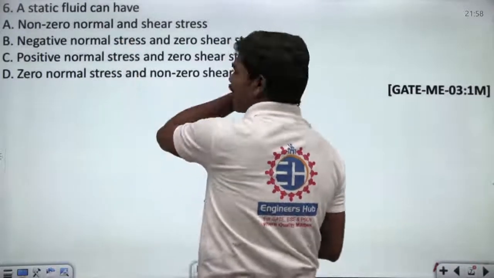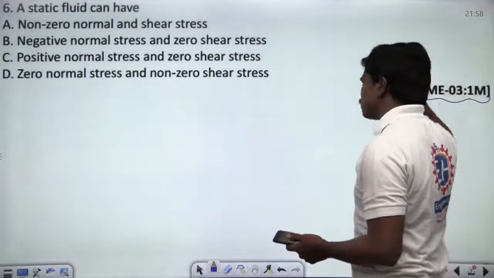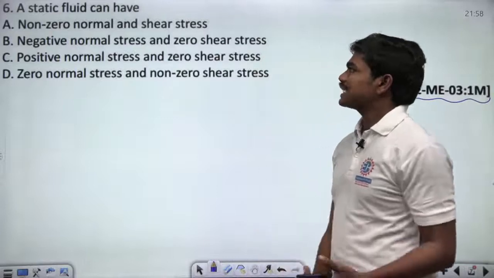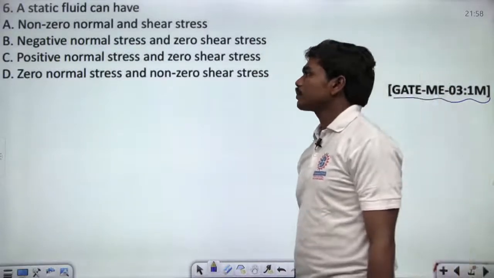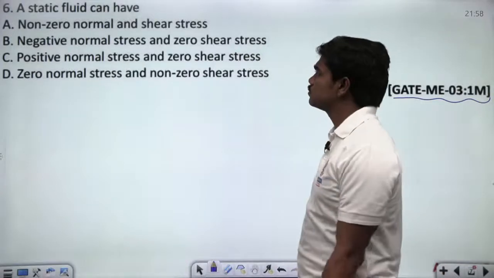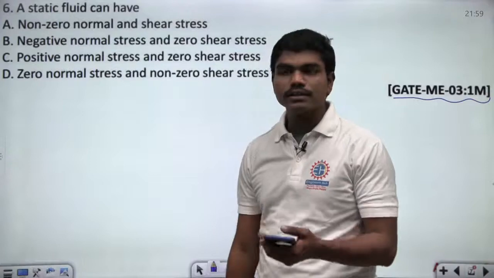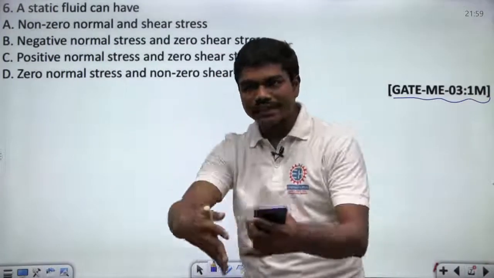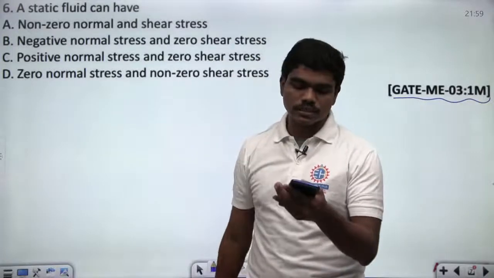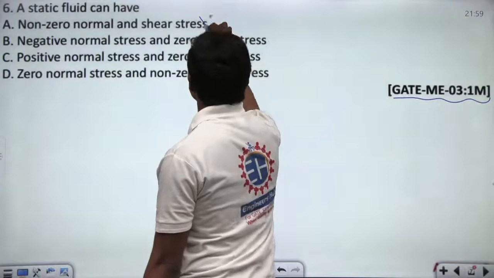A static fluid can have, I think this is a simple question and of course a bit old question as well, some 17 or 18 years ago almost. So please try to solve this. A static fluid can have, what can a static fluid have? Can a static fluid have shear stress acting on the layers? If the complete fluid is static, can the fluid be acted upon by some shear stress? No. So a static fluid can never have some shear stress.